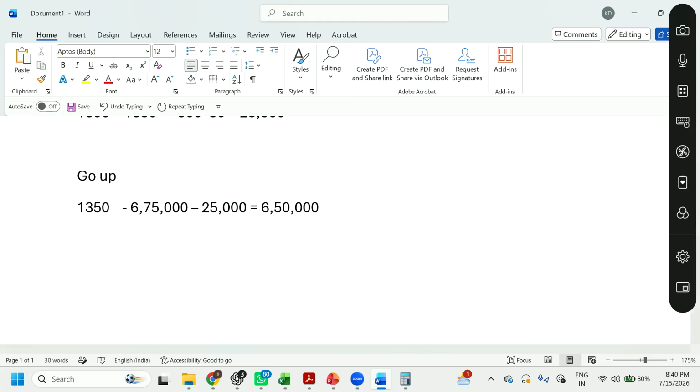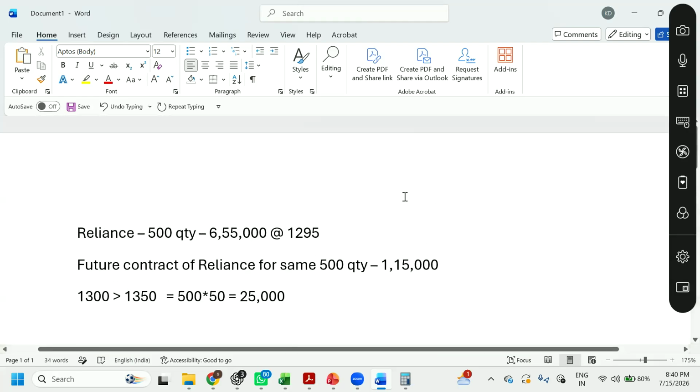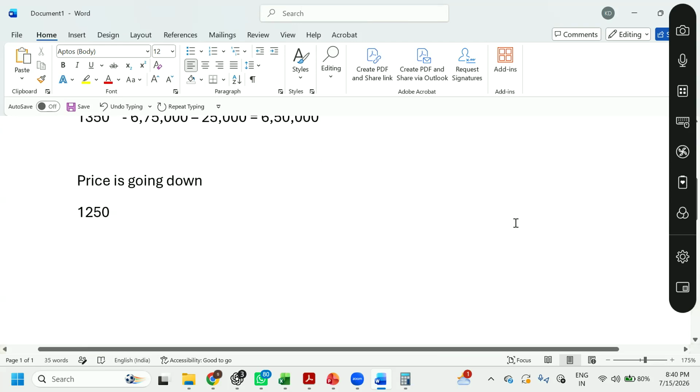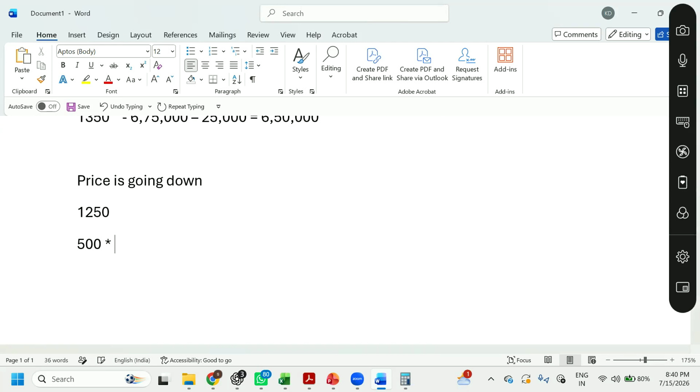Now let's see the second scenario, right? What is the second scenario? The second scenario is the price going down, right? Now throw me a price. 1250. Nice. 1250 is the price. Now I am purchasing 500 times 1250. How much is that? I think 6,25,000, right?